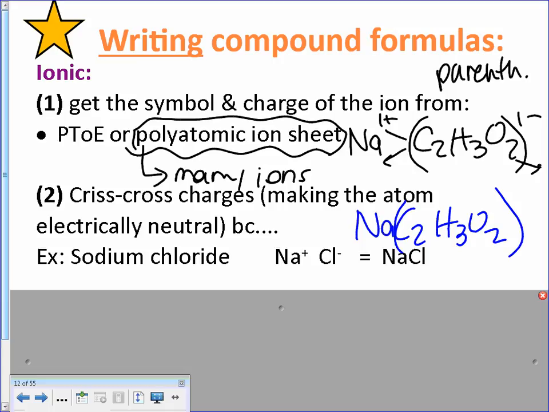Okay, so give me another metal. Give me a metal. Anybody? Yeah, one in the groups, group 1 or group 2. Potassium ion. Okay, so potassium metal forms a 1+ charge. I'm going to put that with chlorate, and chlorate is ClO3 1-.